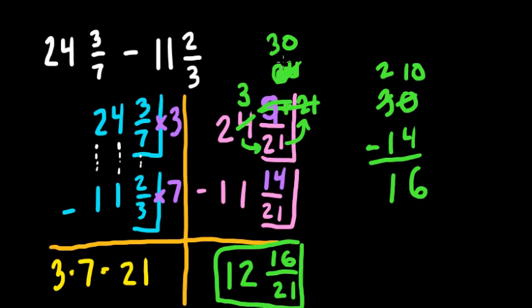And now we just subtract the numerators. 30 take away 14. I did the math over here. 30 take away 14, which gives me 16. So my numerator is 16. Denominators were 21, so they stay 21. And then I just subtract the whole numbers. Okay, in this case I had 3 take away 1, which gave me 2. And 2 take away 1, which gave me 1. So the answer is 12 and 16/21, and it is simplified.